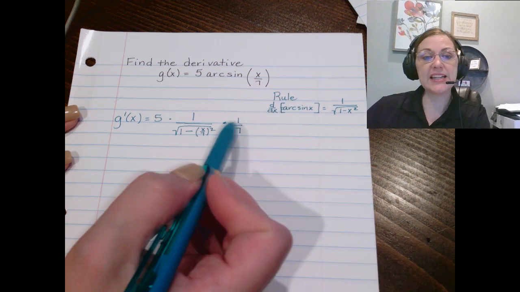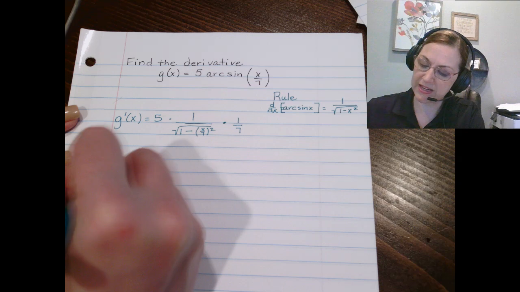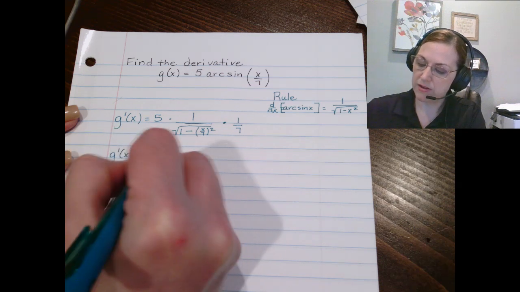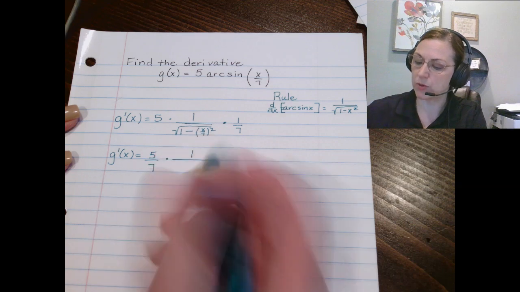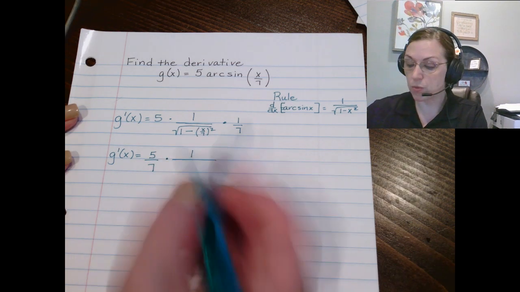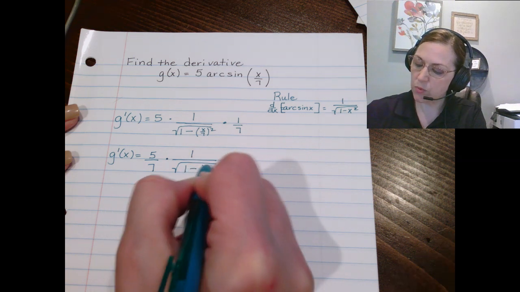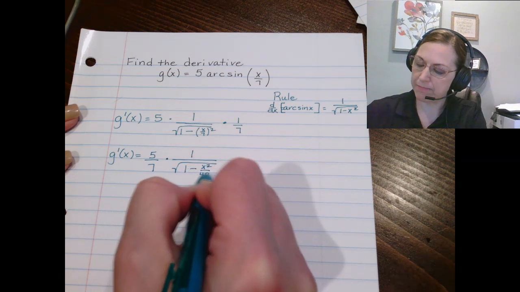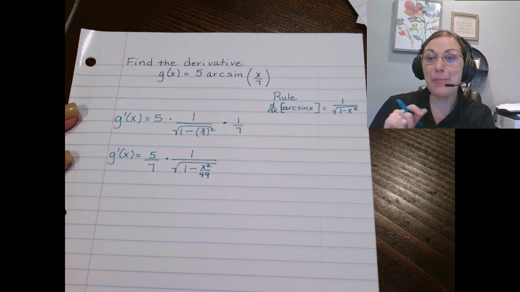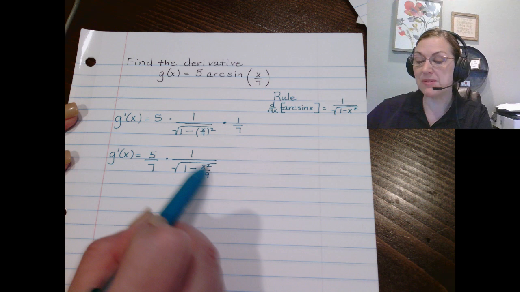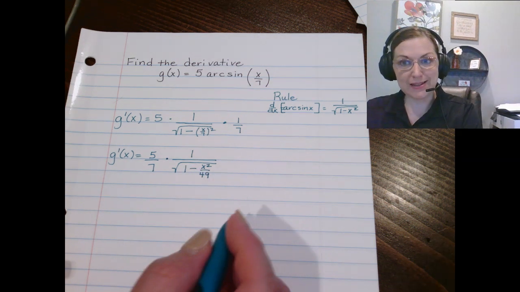Okay, so I'm going to take this 1/7 and I'm going to put it with the 5. That's going to put a 5/7 in front here. And then I'm going to work on simplifying this radical. I'm going to go ahead and square those, which gives me x squared over 49. Now, here's the part that students tend to get a little bit bogged down with: we have to make a common denominator underneath the radical in the denominator.